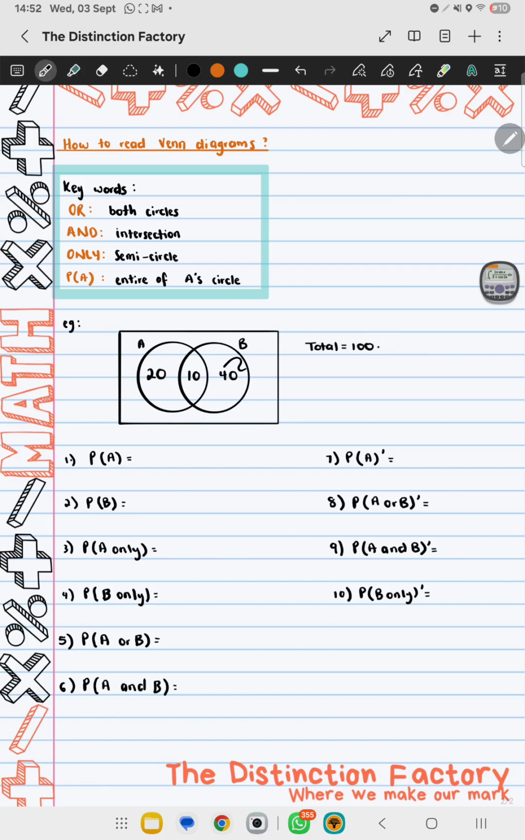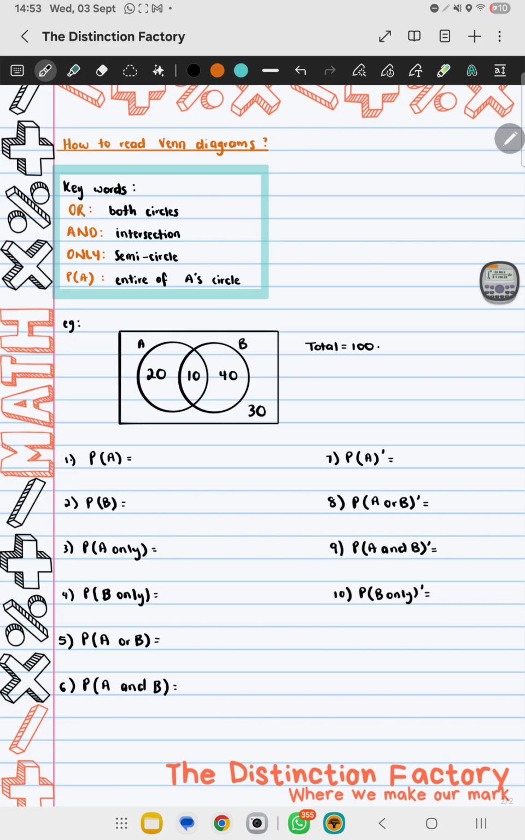However, we know that all of the numbers in our Venn diagram are supposed to add up to give us our total, but these do not. 20 plus 10 plus 40 adds up to give us 70. That means we have an outstanding 30. So I'll write a 30 on the outside of those circles, and this refers to the people or the events that are not A or B.